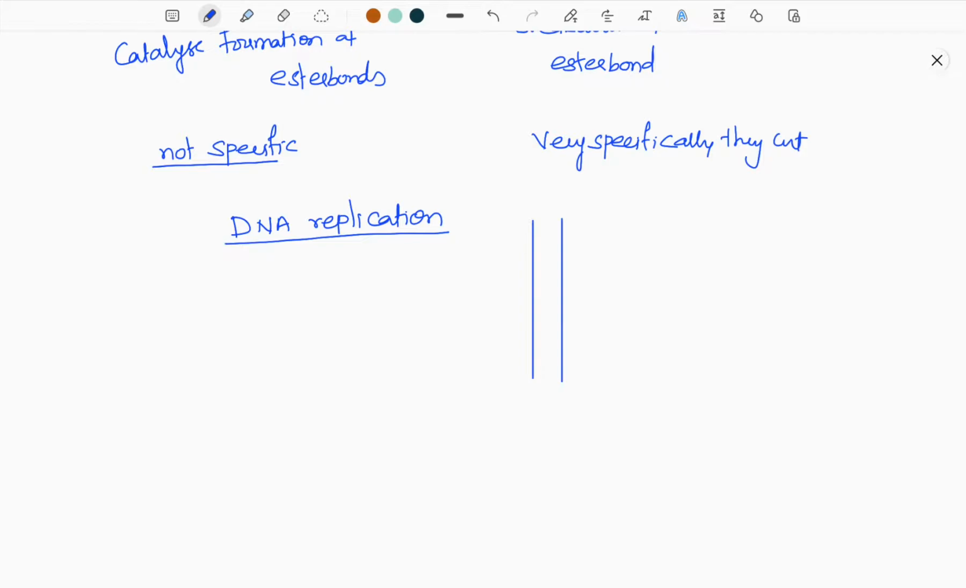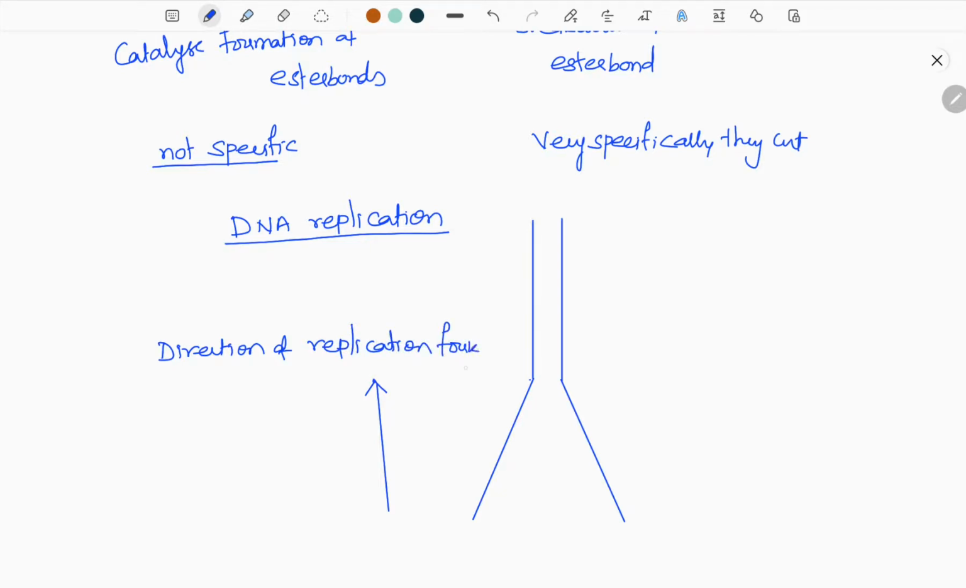The separation of the two DNA strands is done by an enzyme called helicase, and the separated region is called the replication fork. Let us suppose this is the direction of the replication fork. So, in this direction, the fork is opened. Let us suppose this is the five prime end, this is the three prime end, and this is the five prime end, and this is the three prime end.